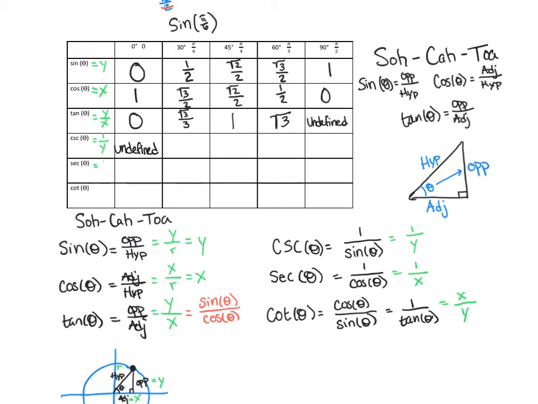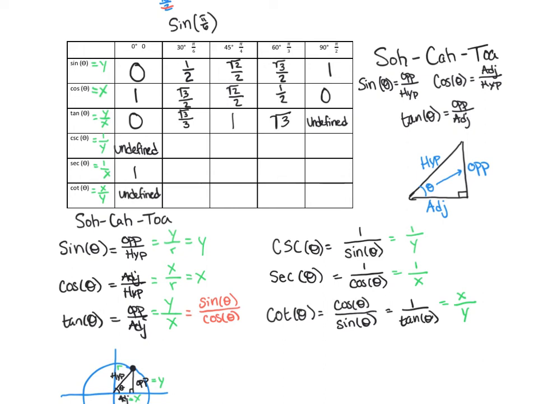So let's try secant. Remember, secant is 1 over our x value. So if we do 1 over our x value of 1, well, 1 over 1 is just 1. Okay, not too bad. Let's try cotangent. Now, cotangent is our x value over our y value. So it's kind of the opposite of what we did before. So it's going to be our x value of 1 over our y value of 0. Oh, 1 over 0? Not good. That's going to be undefined. And there you have it for your 0 degrees or 0 radians.